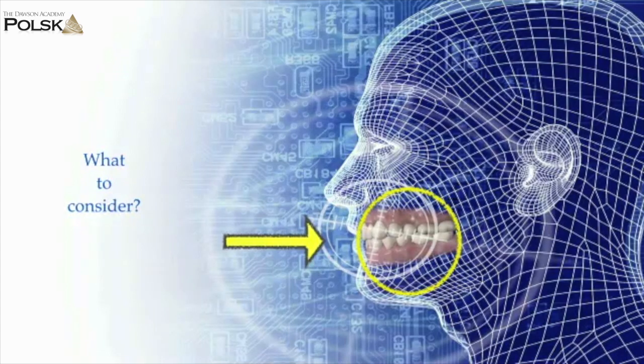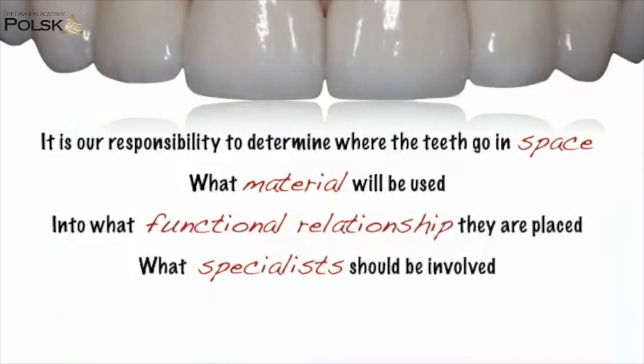This system is comprised of the temporomandibular joints, the muscles of mastication, and how the posterior teeth and anterior teeth are interacting in our occlusion. And all four of these components must be in harmony with each other if we're expected to have success.